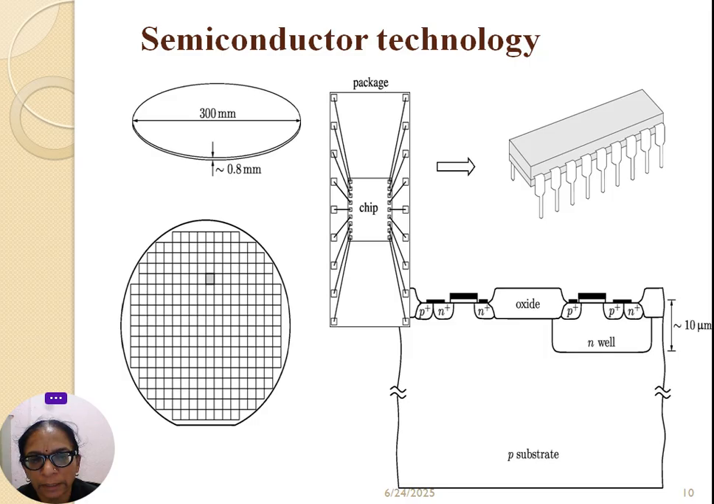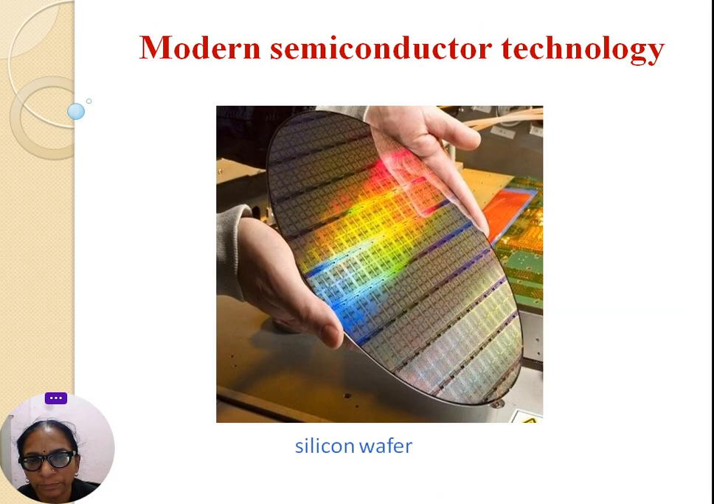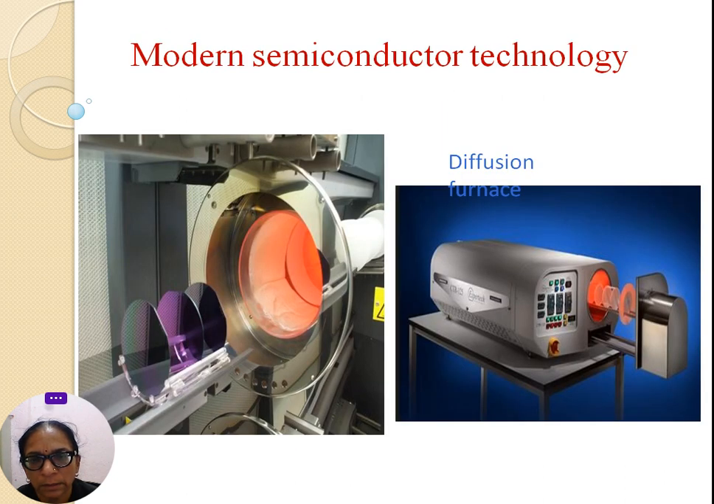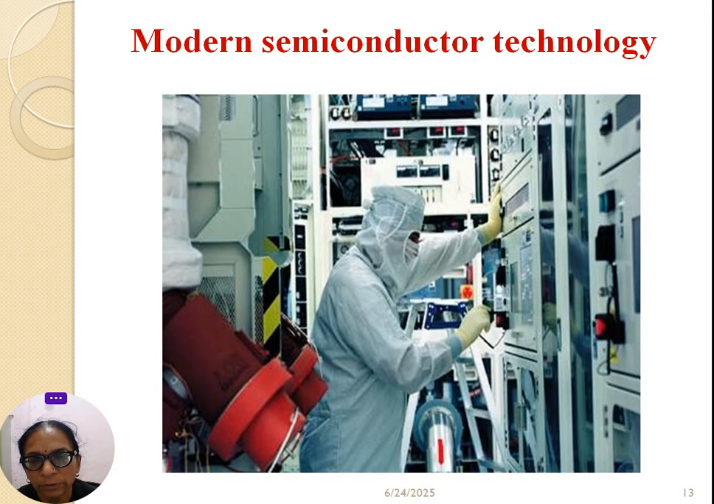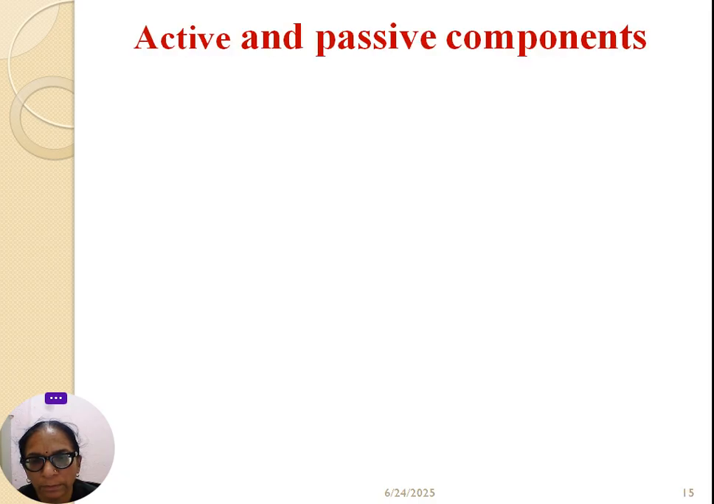This is the semiconductor technology. Here you have the package, the chip. This is modern semiconductor technology, which consists of a silicon wafer. The picture is like this. Then here you have diffusion, modern semiconductor technology. This picture shows you the semiconductor technology.